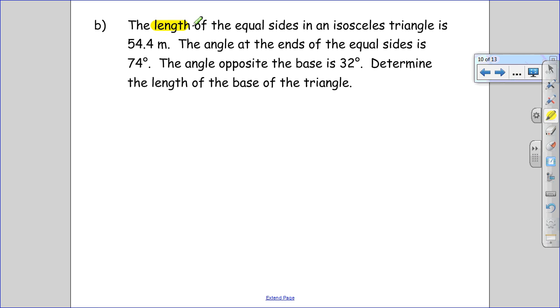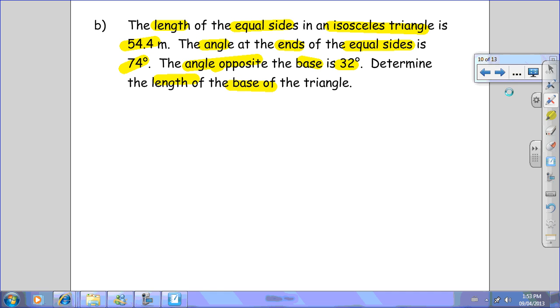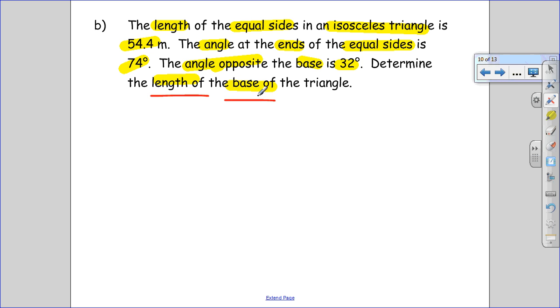The length of equal sides in an isosceles triangle is 54.4 meters. The angle at the ends of the equal sides is 74 degrees. The angle opposite the base is 32. Determine the length of the base of the triangle. So I want the length of the base, and its units will be in meters.